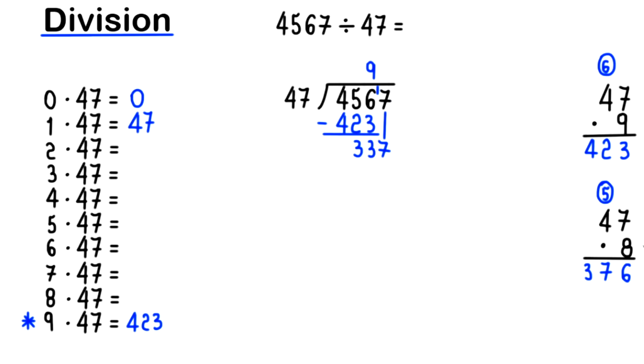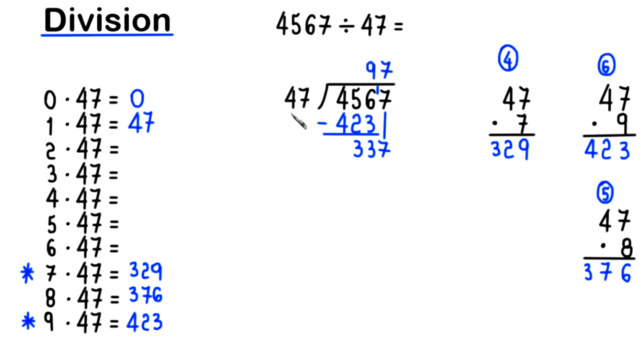But since now we know that 8 times 47 equals 376, it is probably a good idea to record that result here. So the number of times 47 goes into 337 is probably 7, right? But let's multiply to check. 7 times 47 equals 329, and that is pretty close to 337 without going over. So 7 is the number of times that 47 can go into 337. So I write 7 here.